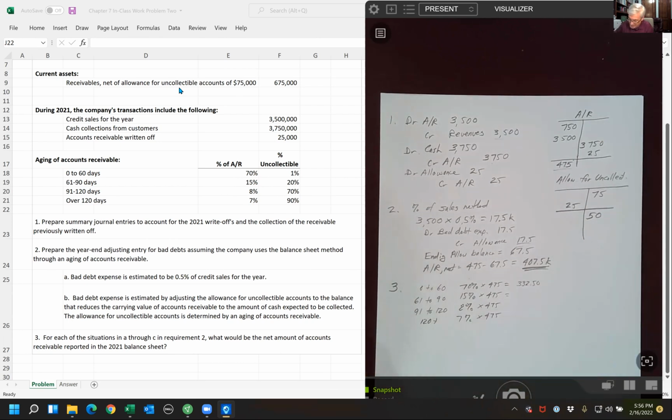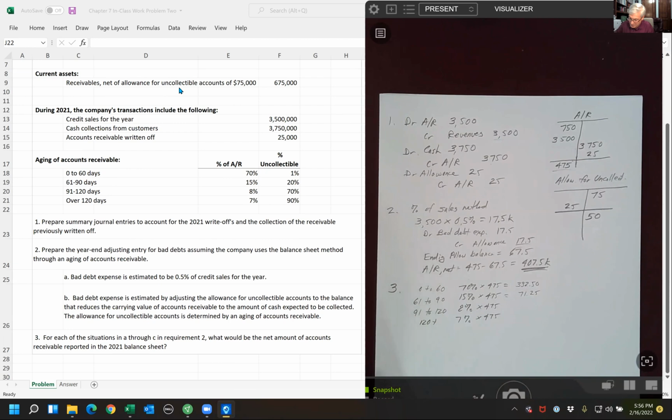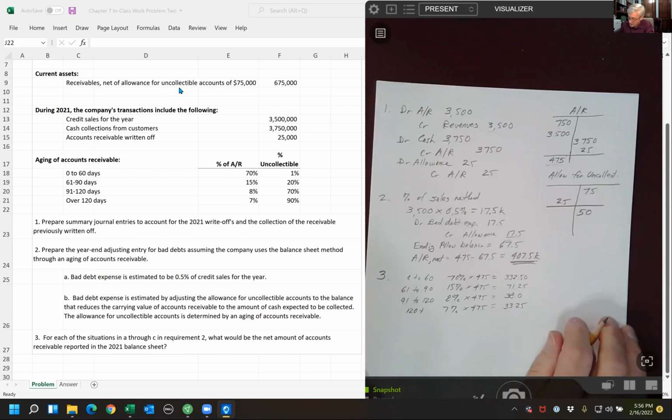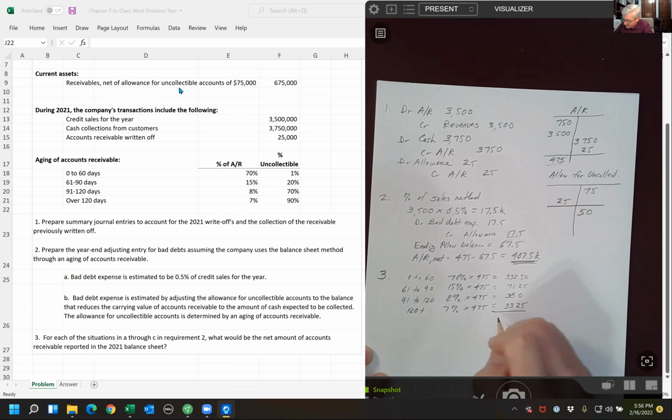475. 8% of that equals 38, and 475 times 7%, 25. And that's all going to add up to 475.